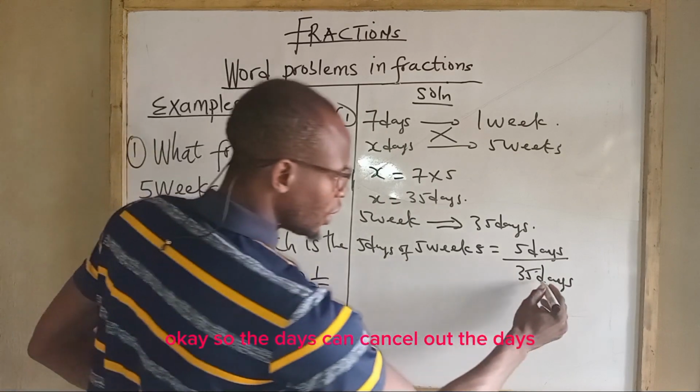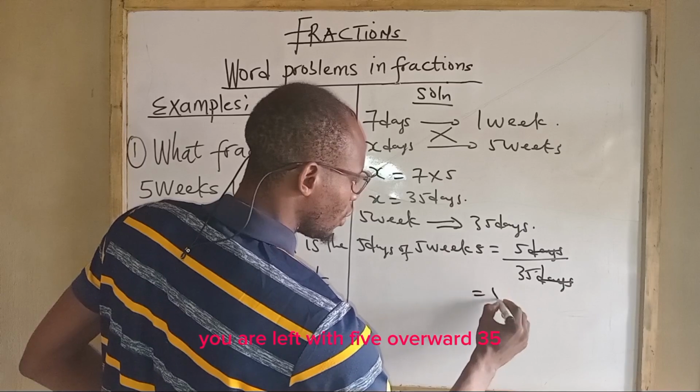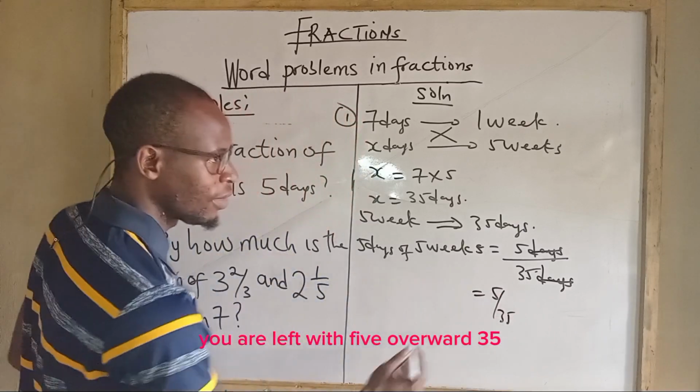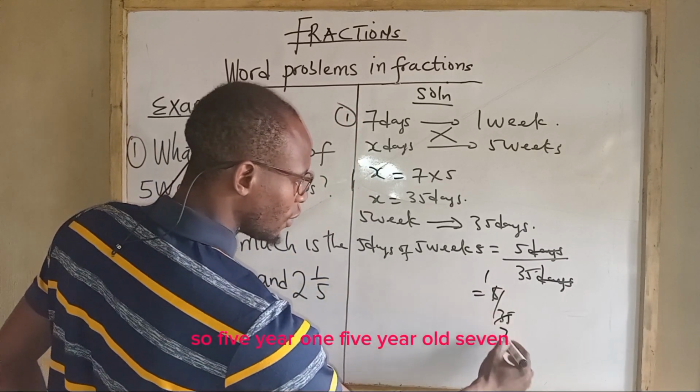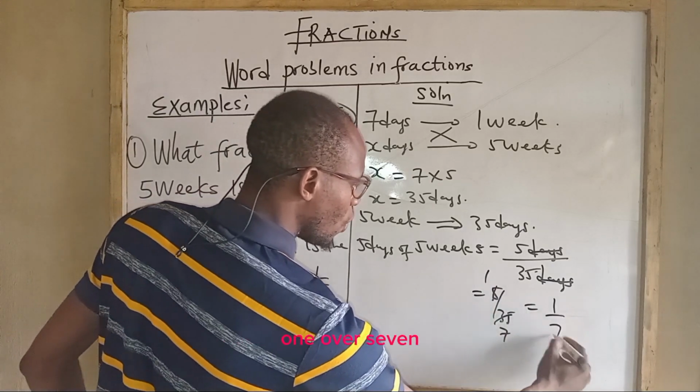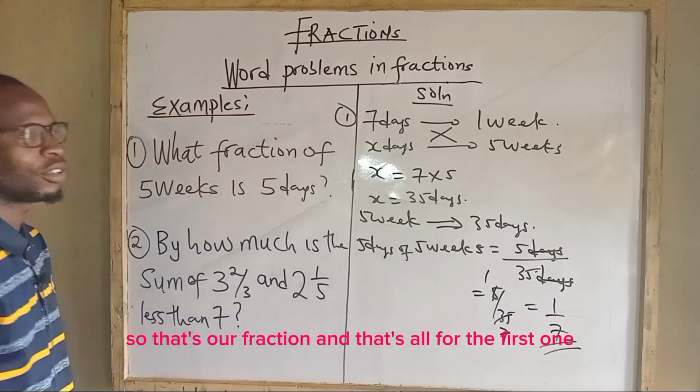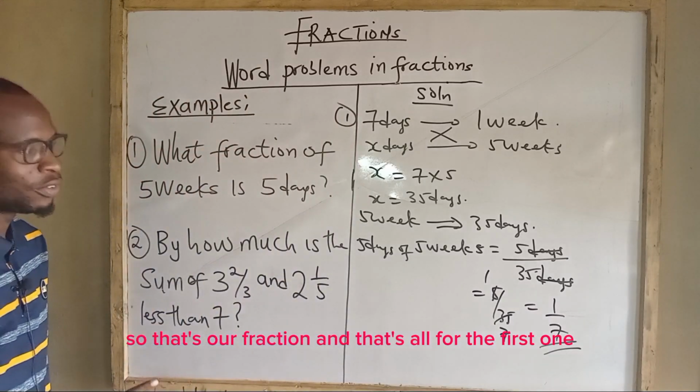Okay, so the days cancel out the days. You are left with 5 over 35. So 5 divided by 5 is 1, and 35 divided by 5 is 7. So our fraction remains as 1 over 7. So that's our fraction, and that's all for the first one.